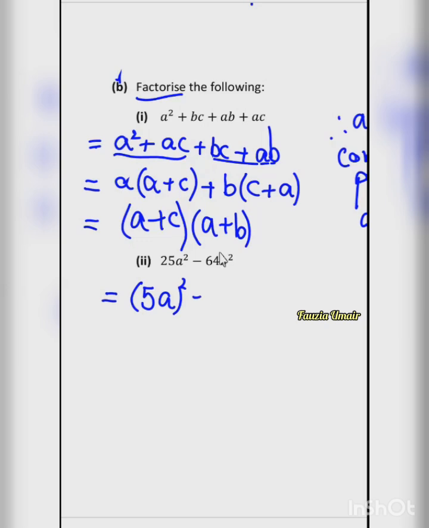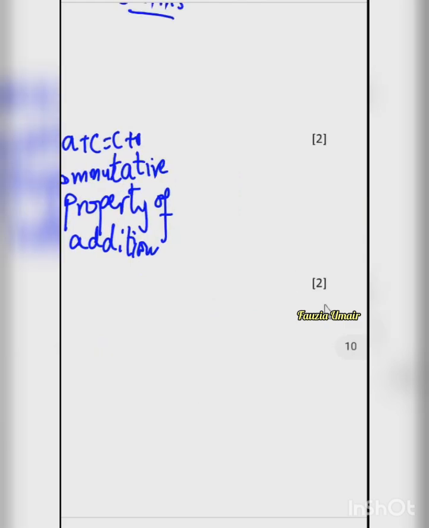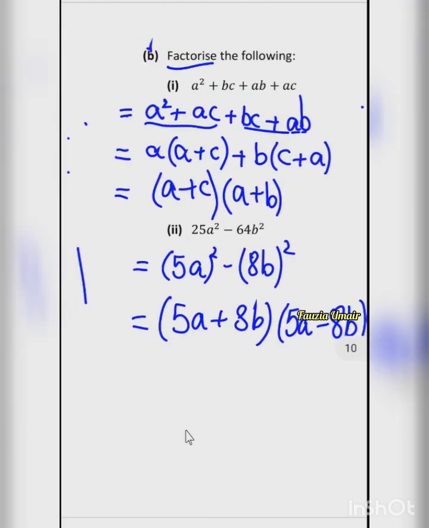Minus what will this be? 8B square. That's right. So what will the final answer be? We have to write 5A plus 8B into 5A minus 8B. Basically this formula is A plus B into A minus B. This will give you 2 marks in the paper also, just 2 steps.